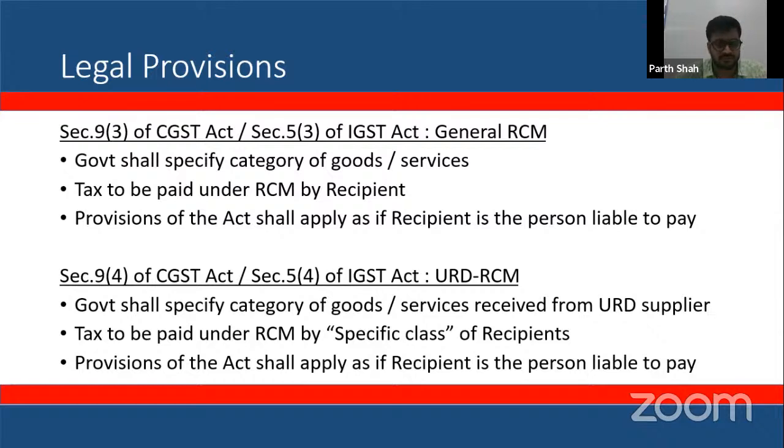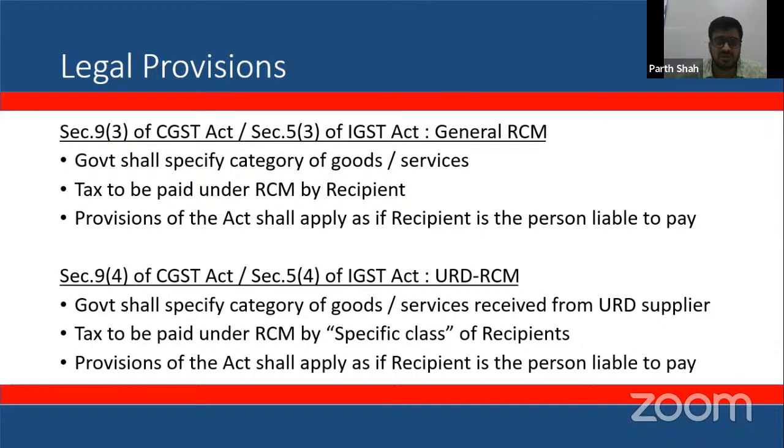So they put the recipient in the shoes of the supplier, and all the provisions of the act will apply accordingly to that recipient. The next basket is the very famous one, section 9(4), which we all know that when GST was first introduced, for the first 3 to 4 months, all the procurements from unregistered vendors were liable to tax, and those powers were derived from section 9(4).